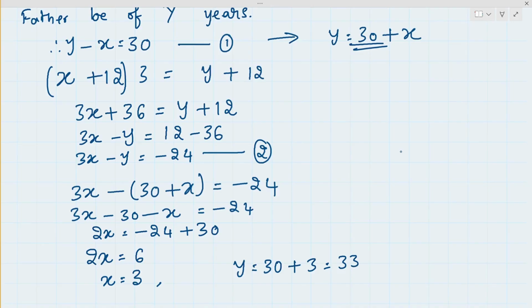So father's age is 33 years and son is 3 years.